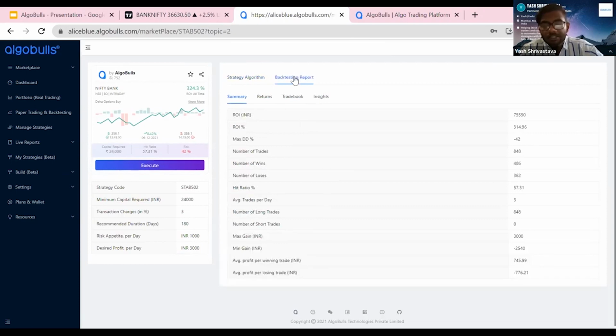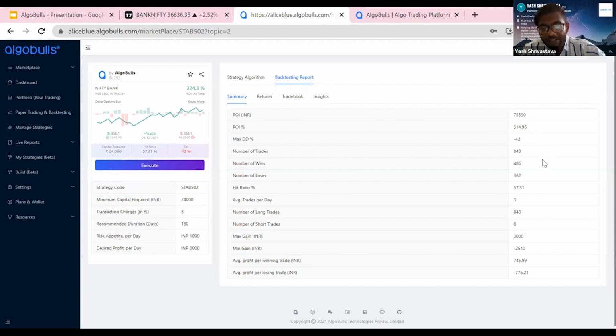Now I'll explain how you can analyze algorithmic trading strategies which are best for you. Over here you could see the backtesting report, which is known as the fact sheet of this algorithmic trading strategy, which shows you what was the ROI generated over the period of 1 year, what's the ROI in percentage, and the maximum drawdown the strategy has.